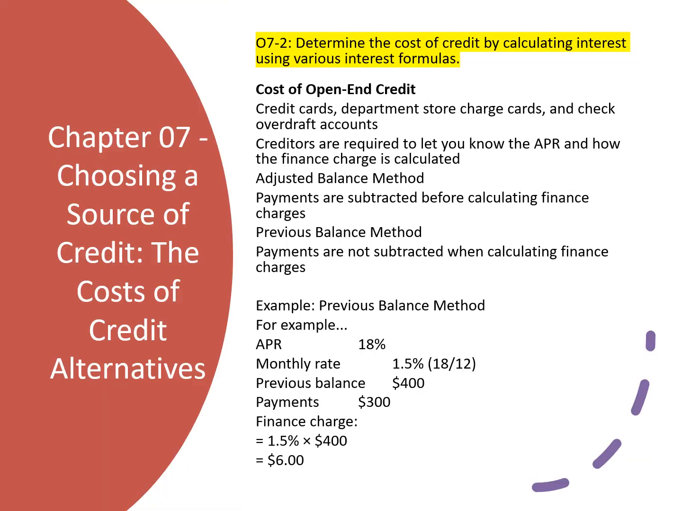Now, the cost of open-ended credit. This is based on your previous balance or your adjusted balance, using the adjusted balance method. The point is that the more you're using your credit card and the higher the balances go, the greater the interest you're going to be paying. The interest is typically calculated on either a daily or a monthly basis, dividing the year up into 365 days or 12 months.